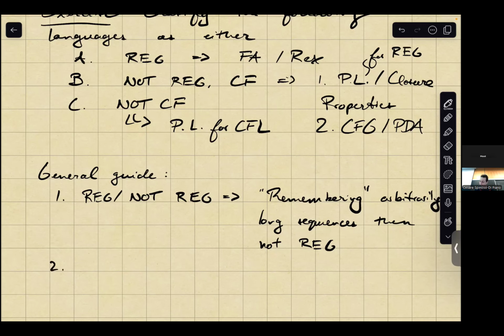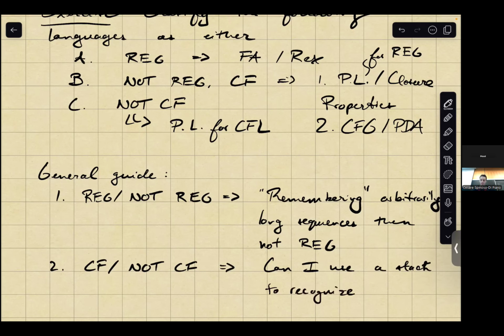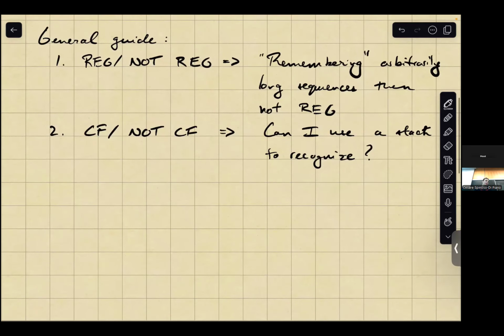For whether something is context-free or not context-free, the hint I like to give folks is to first think of whether or not you can use a stack to recognize the language. Typically, it's easier to think about stacks rather than context-free grammars. Sometimes you'll be asked to create a context-free grammar for a language, but in terms of determining whether or not it's context-free, typically it's easier to think of the stack.